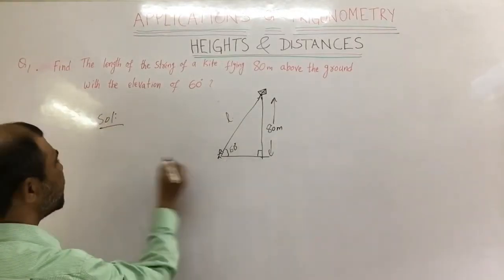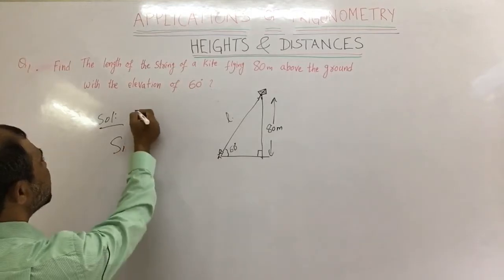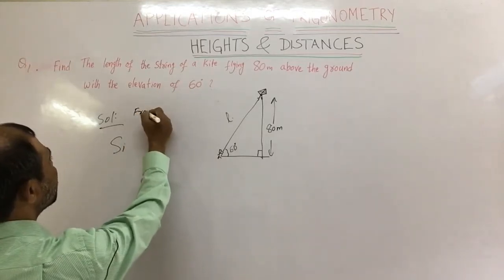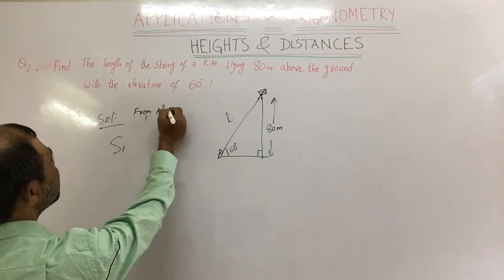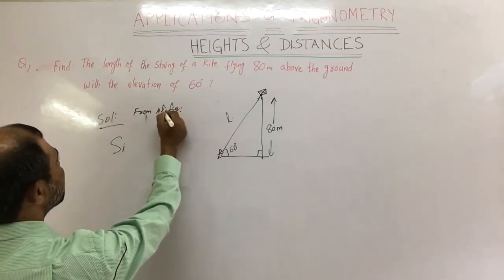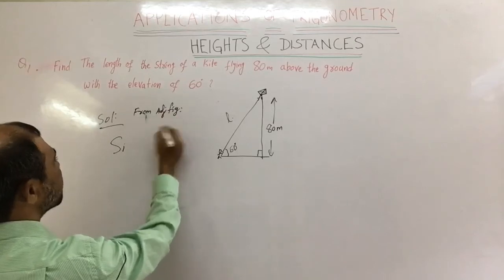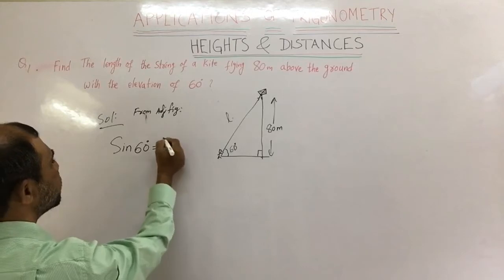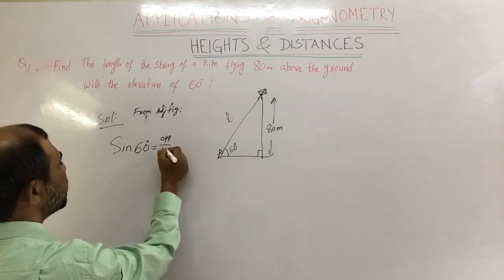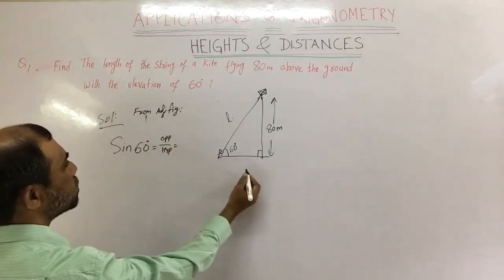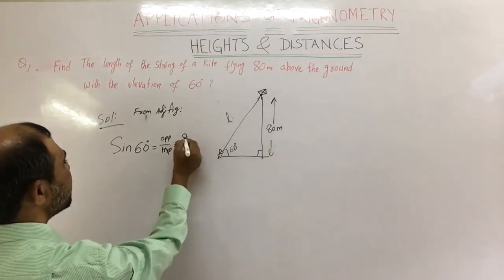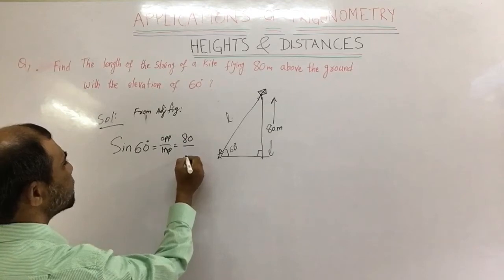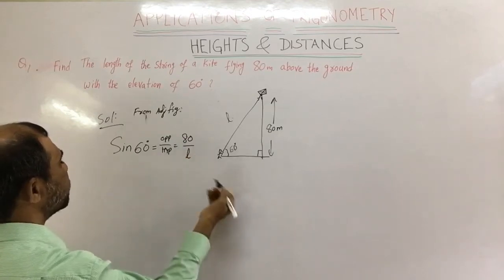Let us take sine 60 degrees from the adjacent figure. Sine 60 degrees is equal to opposite over hypotenuse. Opposite is 80 meters, over the hypotenuse, say it is L length, that is what we need to find.